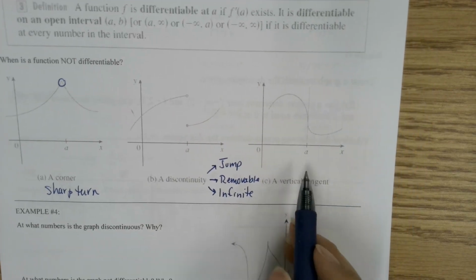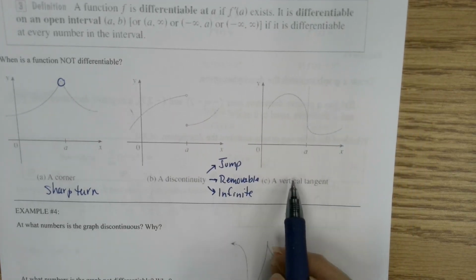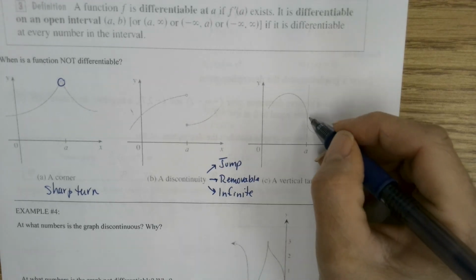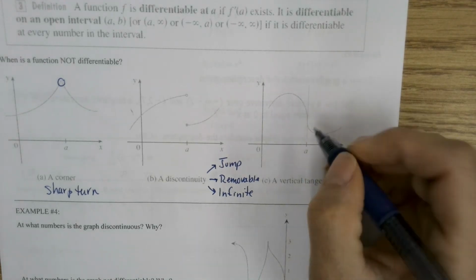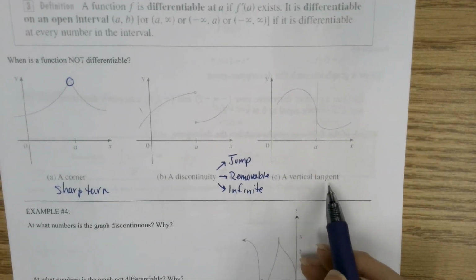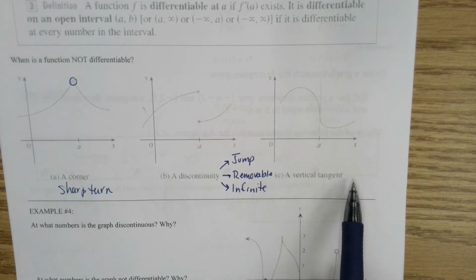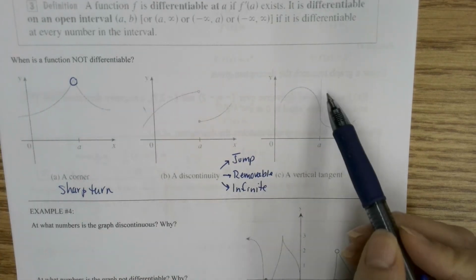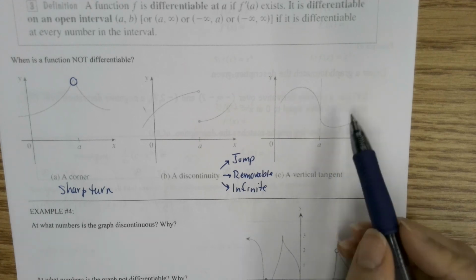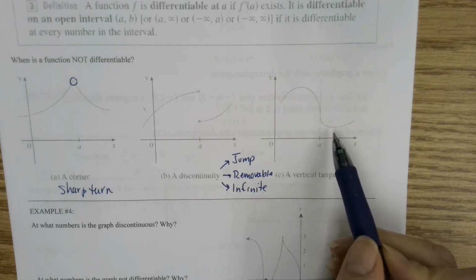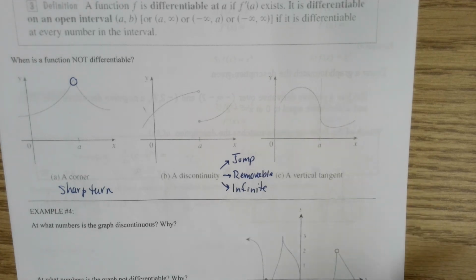And the very last scenario is probably one of the trickiest to recognize. It's a vertical tangent line. And sometimes it's hard to see that. So once we learn how to find these algebraically, these points of non-differentiability, that will confirm if, in fact, a graph is not obvious enough for you to see that there's a vertical tangent line in there.